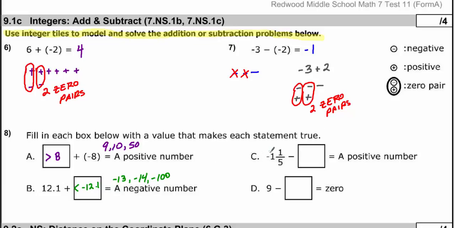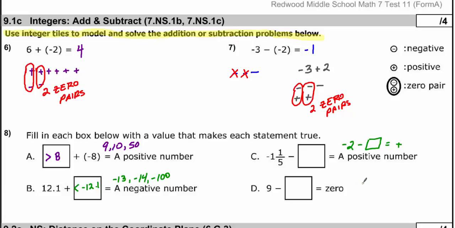Letter C. -1 and 1/5 take away something, making a positive. So we have to be taking away enough that we're taking away more than that, if that makes sense. So we have to take away. So this is one where you might want to stop and go, okay, what if I had, let's get rid of the fraction for a minute. What if I had -2 minus something, and I wanted to get a positive number?